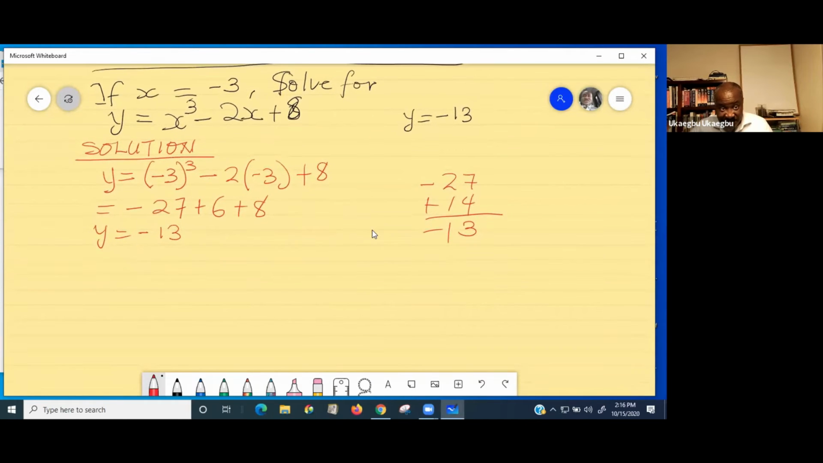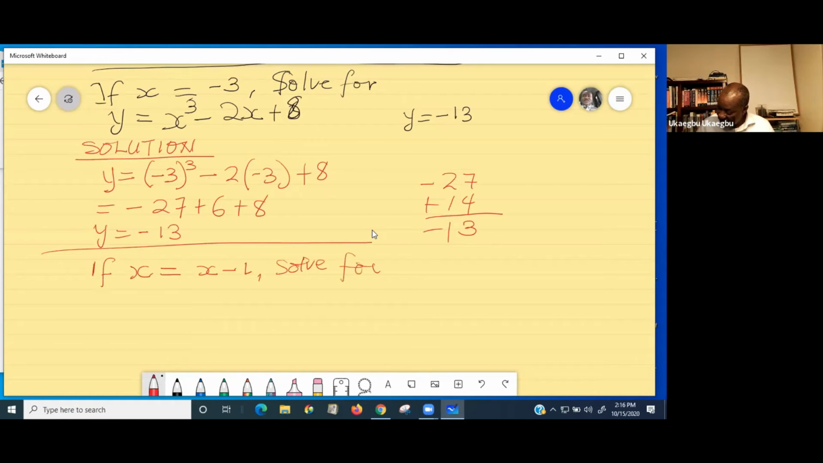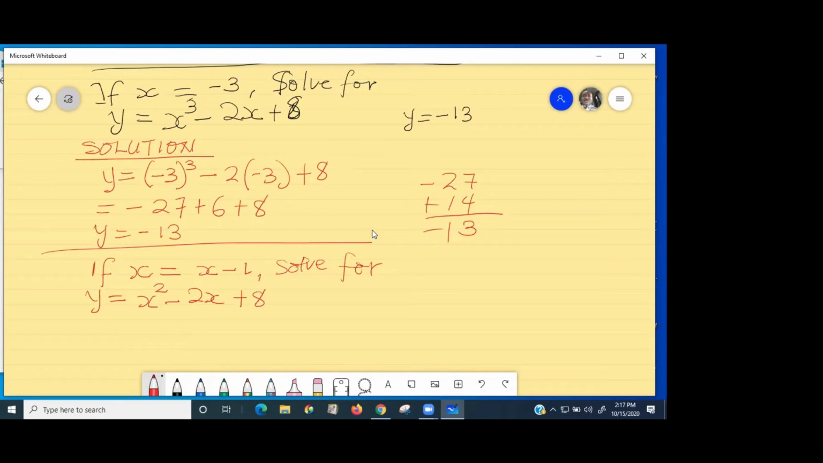Okay. So now let's do one more, and I am going to change something now. I will say if x is equal to x minus 1, solve for y equal to x raised to power 2 minus 2x plus 8. To do this one, I'm going to give you 2 minutes. Is that x minus 1?